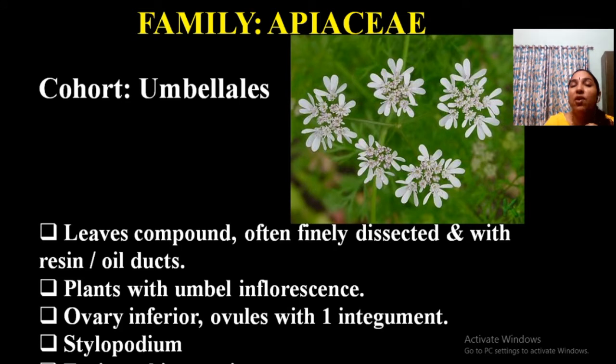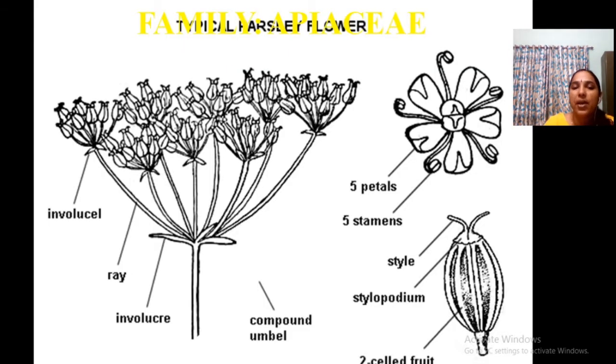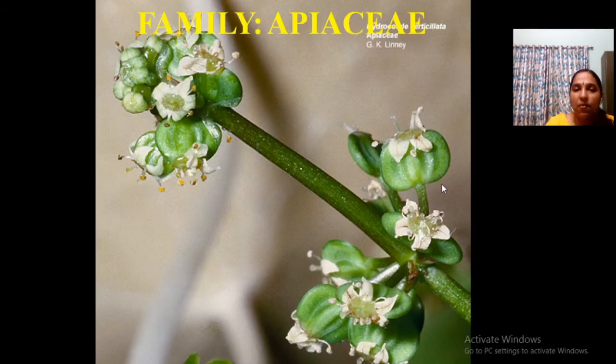This type of flowers you can see in onion. Onion flowers are like this. Coriander flowers are like this. Carrot is like this. Okay. So this is a typical flower, the umbel inflorescence, with what characteristic features? See, this is the umbel inflorescence. The bracts present below the flower are involucral, the common bract here is the involucre, and this is the ray. Clear? It is a typical flower.